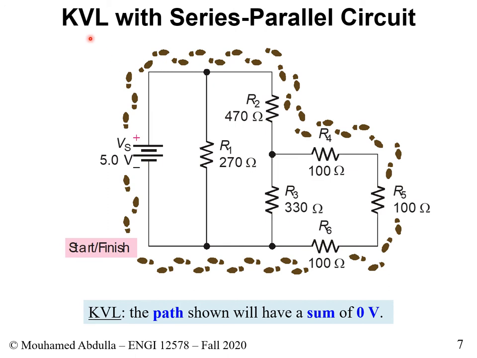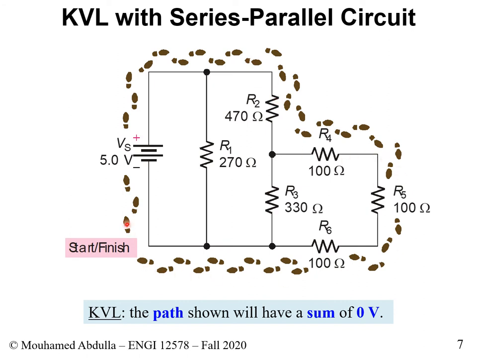If we want to apply KVL with a series-parallel circuit, there is actually an interesting reality here, that the path shown will sum up to zero. That's really just the definition of KVL. If you go through any closed path, so this is a closed path, we go from the source, we walk all the way to resistor 2, to resistor 4, to resistor 5, resistor 6, and back to the source in this path here, and ignore the rest. You ignore this R3, you ignore this R1.